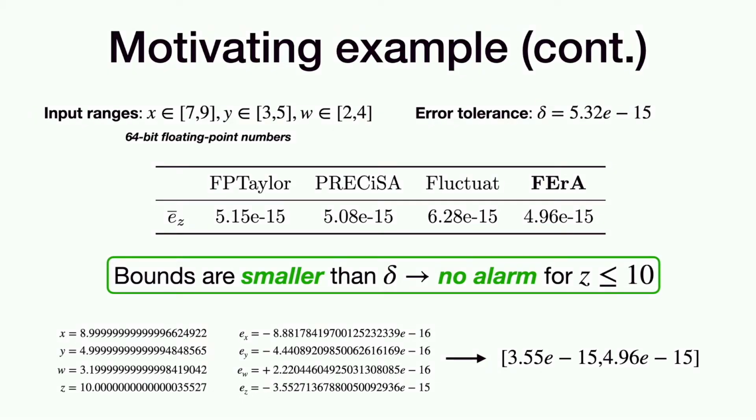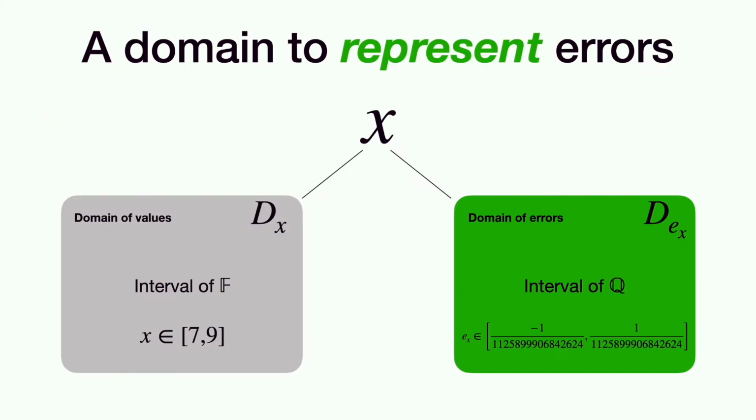So let's see how our solver manages errors. First, we need to be able to represent them. So first, if we consider a floating point variable of a constraint network, it has, as usual, a domain of values. This domain is represented by an interval of floating point numbers. For example, if you look at the x variable from the motivating example, its interval goes from 7 to 9.